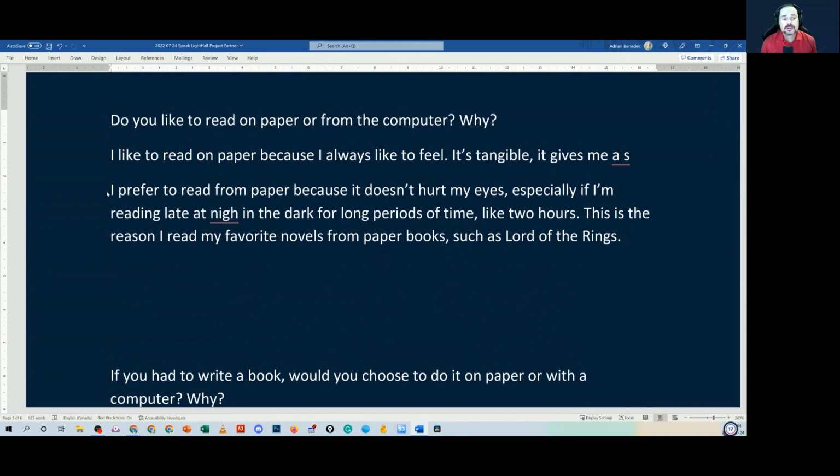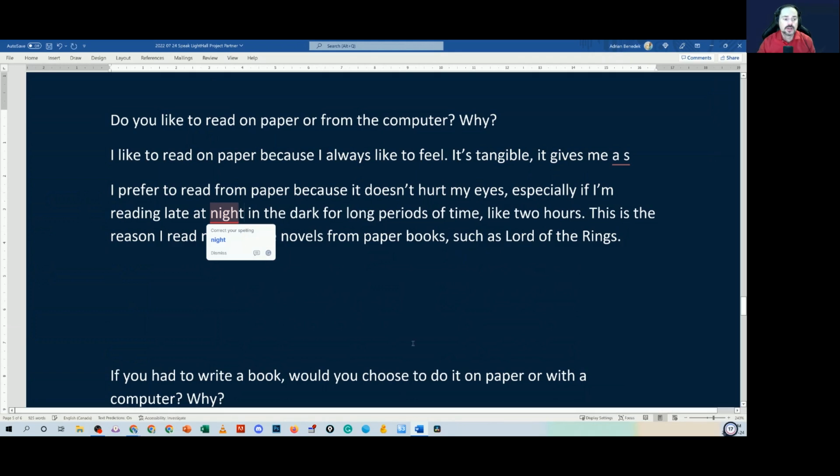So I prefer to read from paper because it doesn't hurt my eyes, especially if I'm reading late at night in the dark for long periods of time, like 2 hours. This is the reason I read my favorite novels from paper books, such as Lord of the Rings.